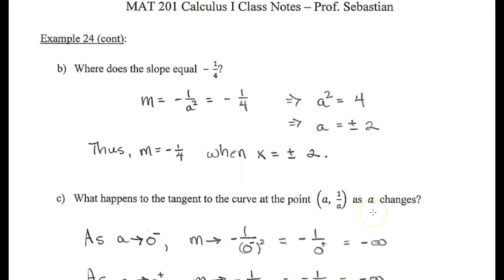In Part B, we ask, where does the slope equal minus 1/4? So in other words, what value of x does the slope equal minus 1/4? So that's just trying to solve for a, figuring out what value of a would make our slope minus 1/4. So you set the slope minus 1 over a squared equal to minus 1/4. And then you solve for a. So you can see that a squared has to be 4, or a equals plus or minus 2. So the slope is minus 1/4 when x equals plus or minus 2.